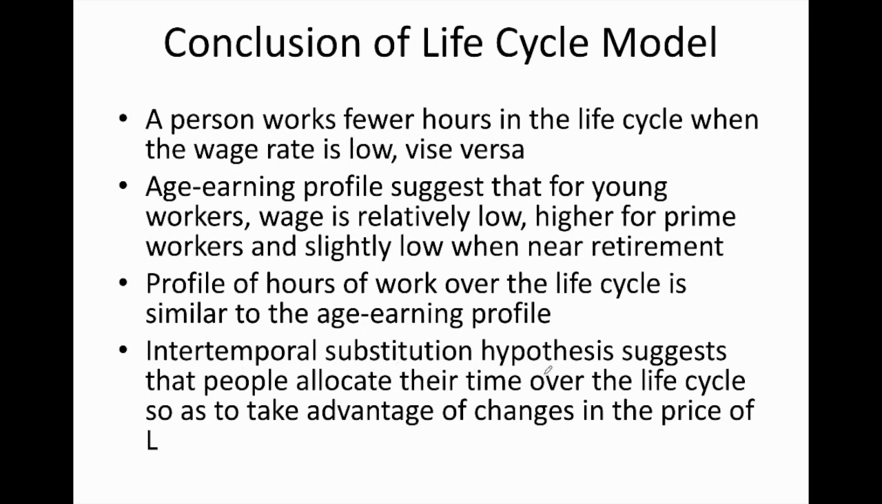the intertemporal substitution hypothesis suggests that people allocate their time over the life cycle so as to take advantage of changes in the price of leisure. What this statement means is that, as we have observed earlier, people adjust by allocating their time between work and leisure over the life cycle. And this depends very much on the price of leisure, that is the wage rate.